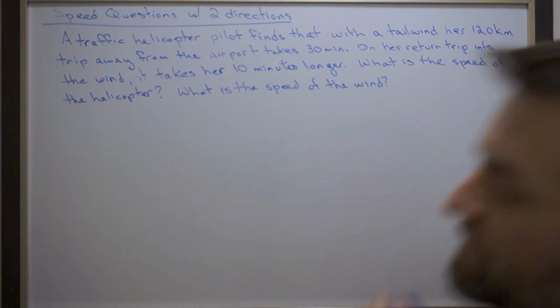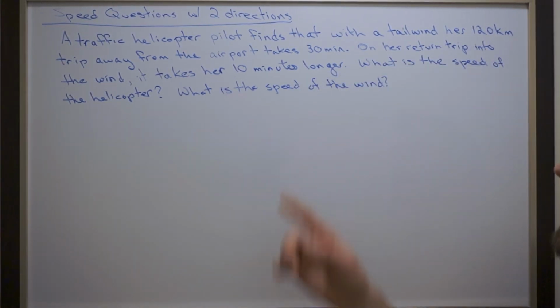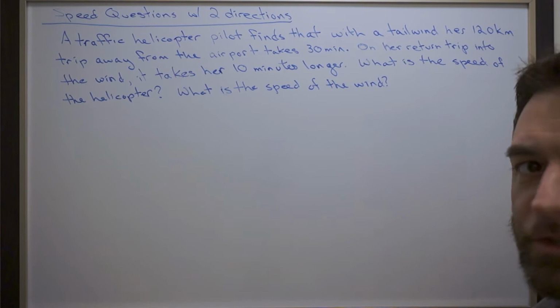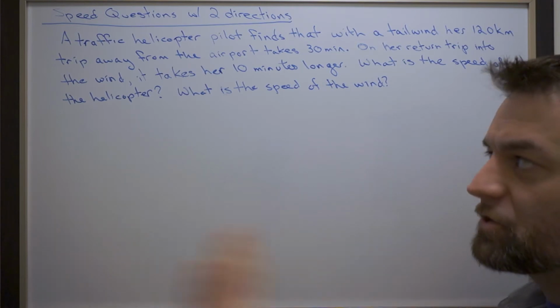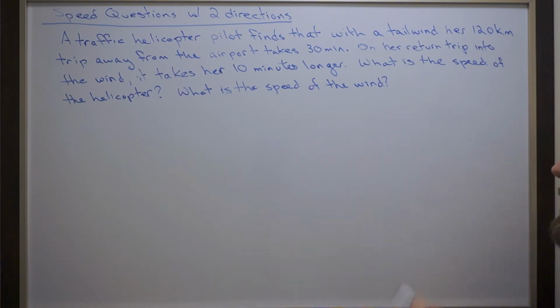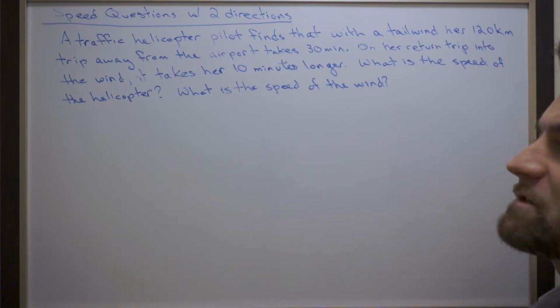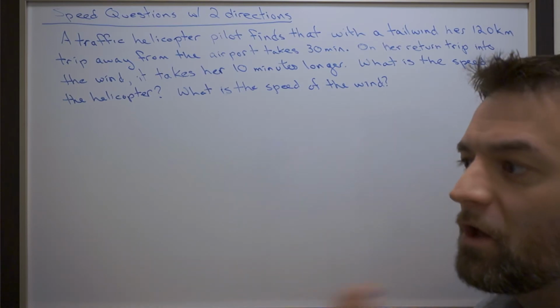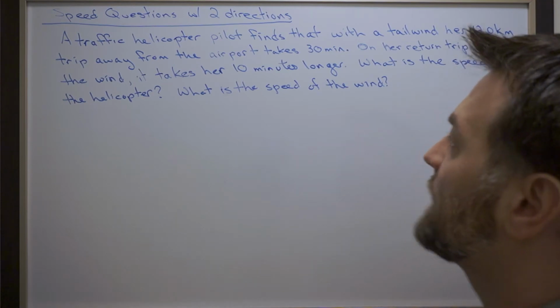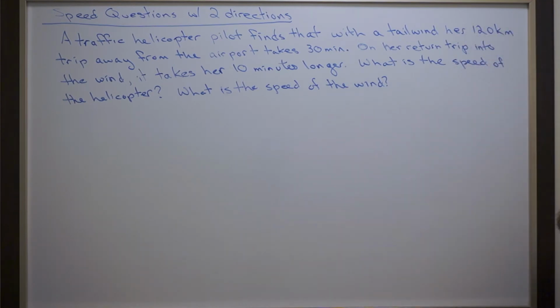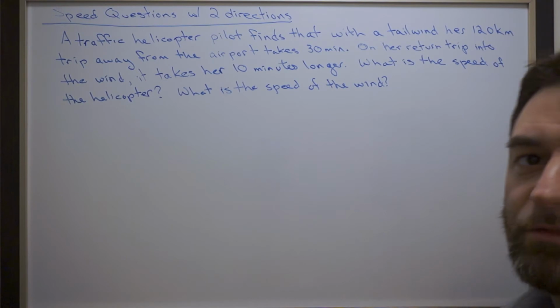So in our specific case, a traffic helicopter pilot finds that with a tailwind, her 120 kilometer trip away from the airport takes 30 minutes. So that means the wind's pushing her to go faster. And then on her return trip into the wind, it takes her 10 minutes longer because the wind is pushing against the helicopter, making it slow down. What is the speed of the helicopter? What is the speed of the wind?